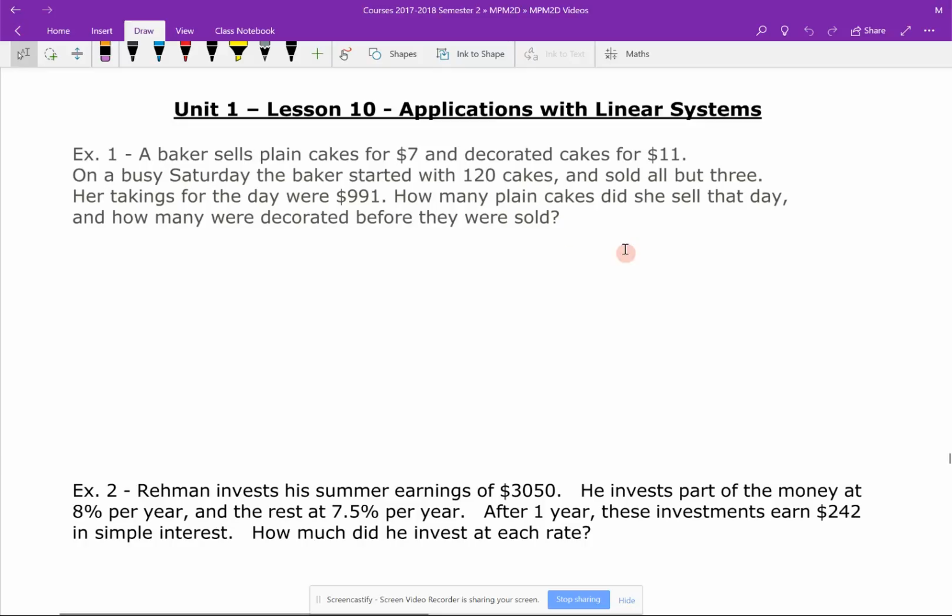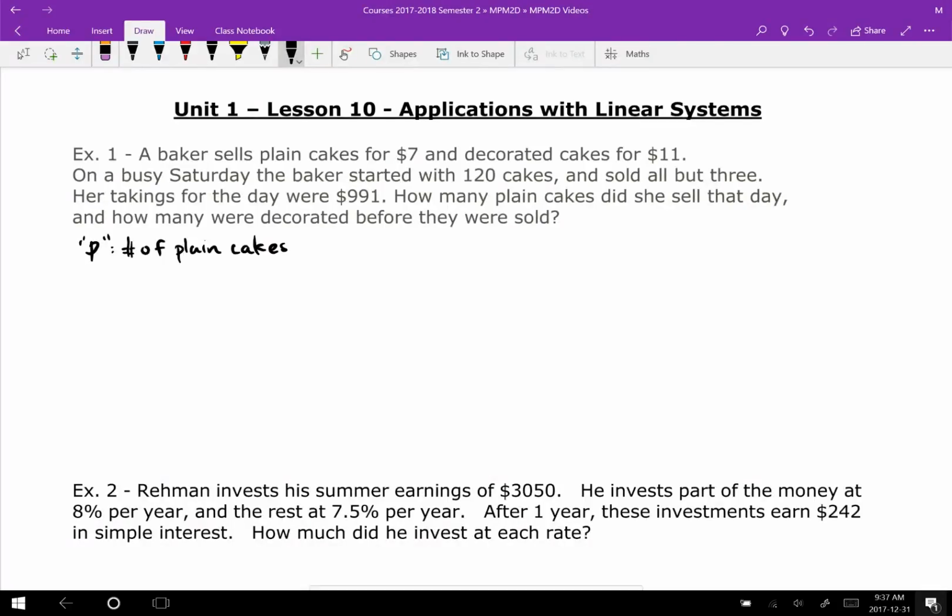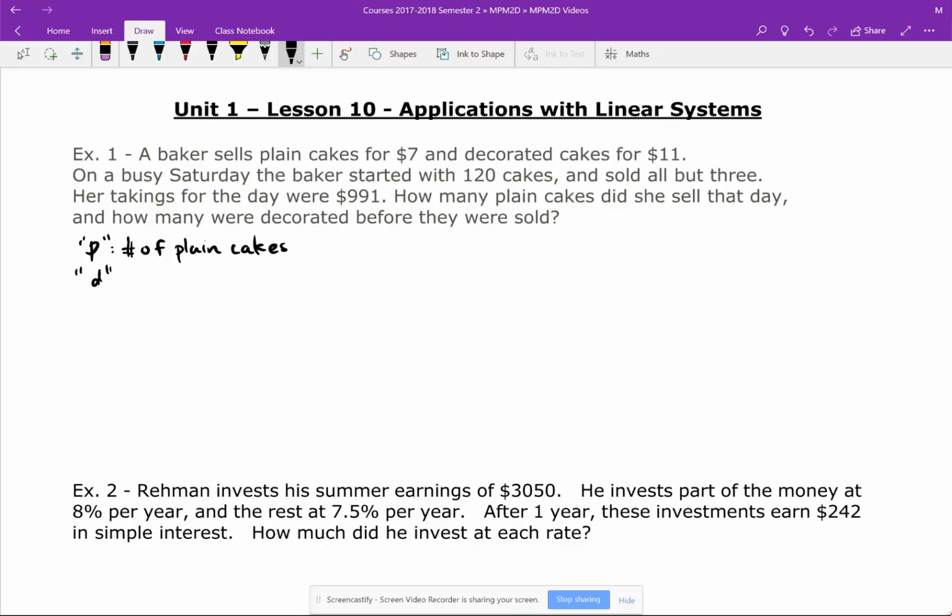So here's an example of a word problem, an application type problem. You're not just given the equations directly, you have to create the linear system yourself based on the information given in the problem. So let's define our variables. You can see here there's a distinction between selling plain cakes and decorated cakes. So let's define P to be the variable that tells us the number of plain cakes, and I'm going to define D to be the variable that tells us the number of decorated cakes.